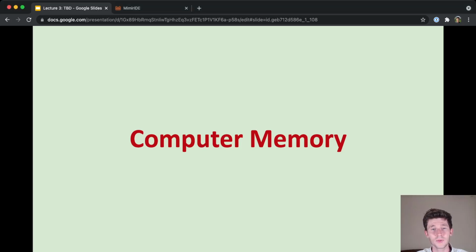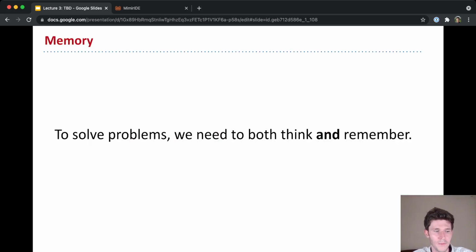We learned last week about the language that computers speak or understand, which is binary. And this week, as we dive into learning more of the Python programming language, it'll help us to understand how computers remember things and how their memory works. So why does memory matter?